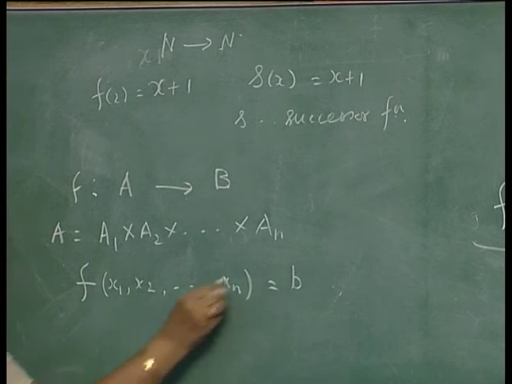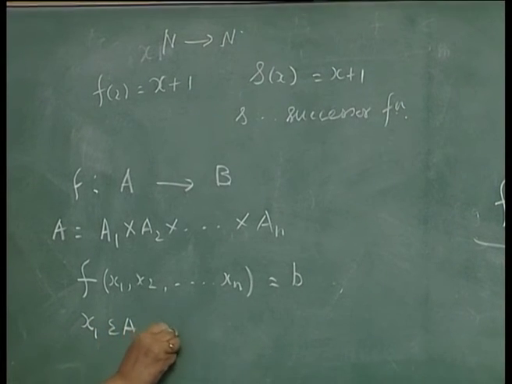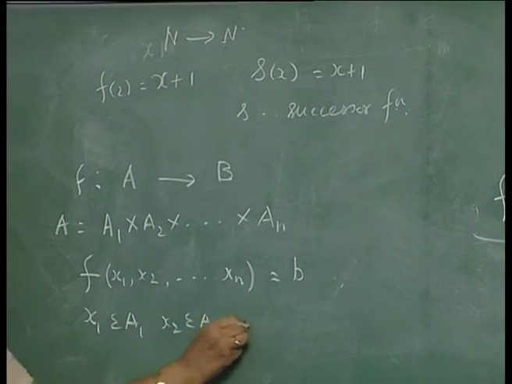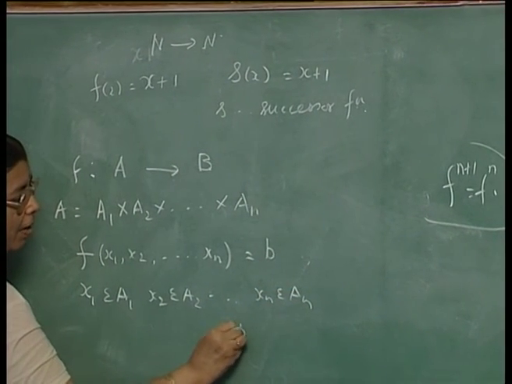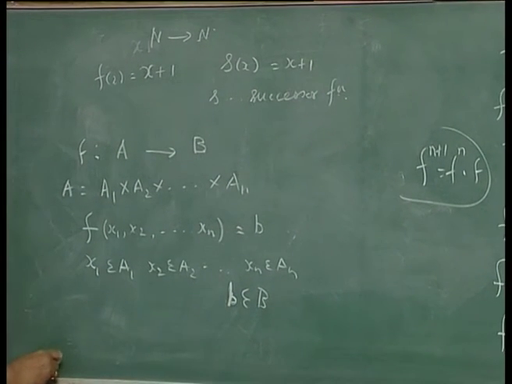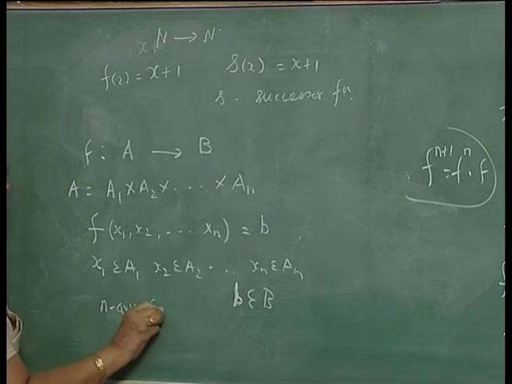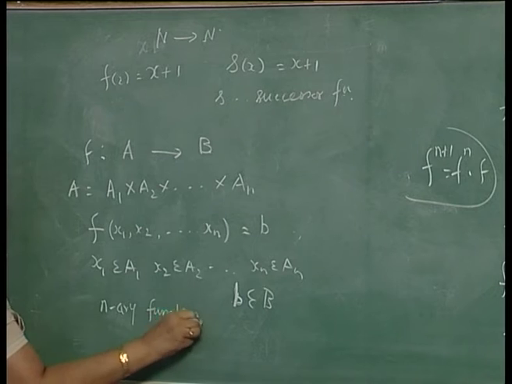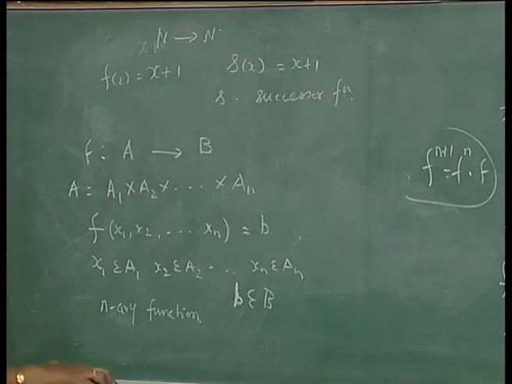You define like this, where x1 will belong to A1, x2 will belong to A2, and so on, xn will belong to An, and b will belong to B. This is called an n-ary function. There are n arguments here. These n arguments are mapped onto a single argument like that.